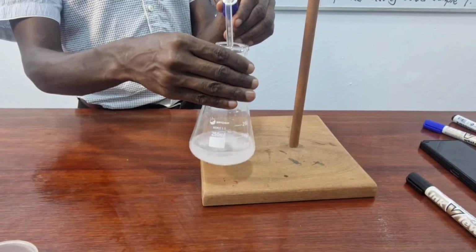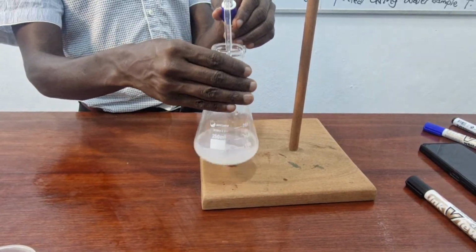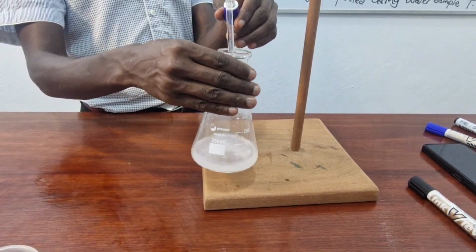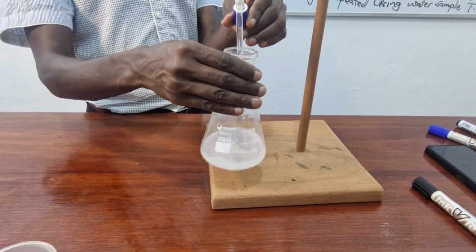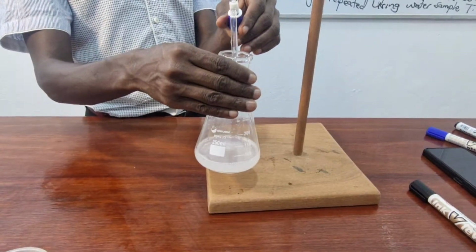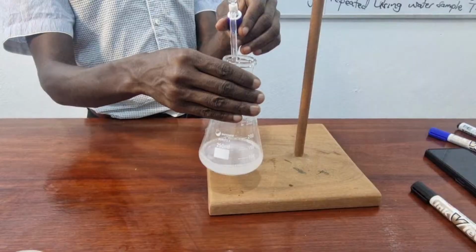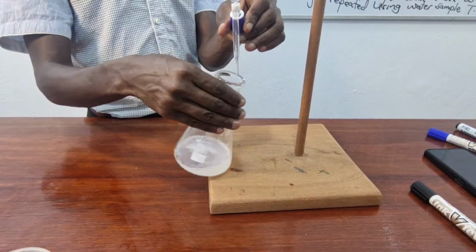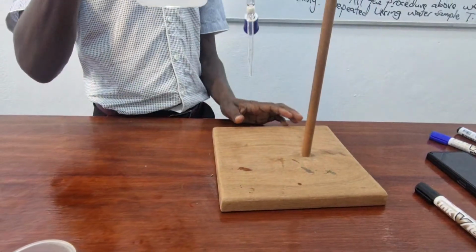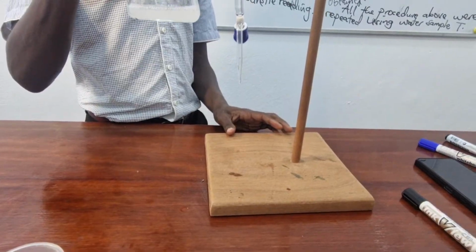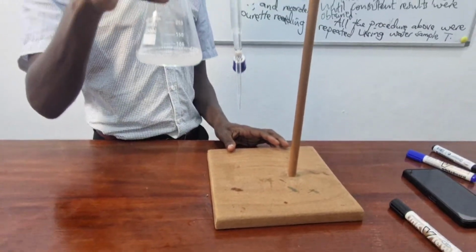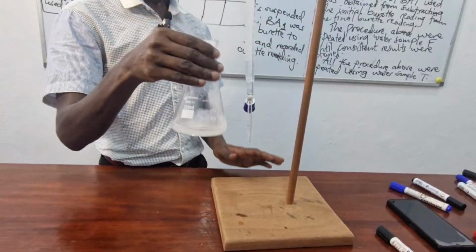I'm adding a little at a time while shaking. I'm going to do only one value for this water sample. I want us to continue until we get permanent lather that hardly disappears, like you see the other one up.